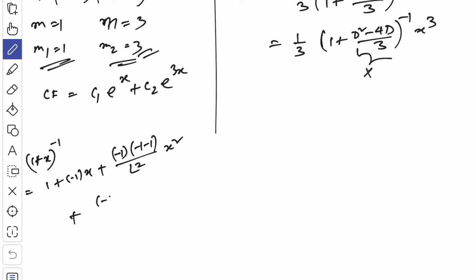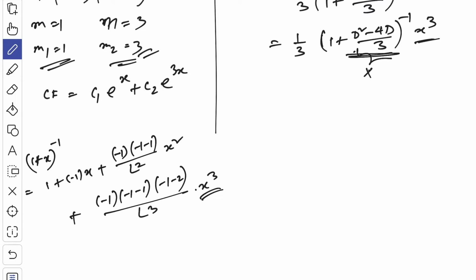Then plus you will get minus 1, then n minus 1, n minus 2. So here n is minus 1, isn't it? N minus 1, n minus 2. So hope you have understood this. And by factorial 3, then x cube. Here we are not taking this x cube as this one. Here this term is x.